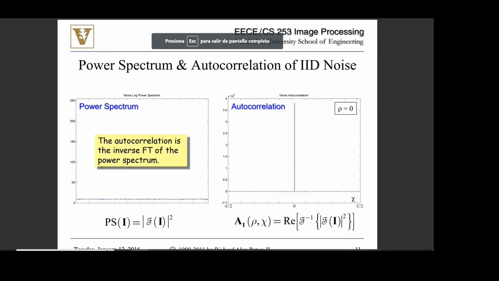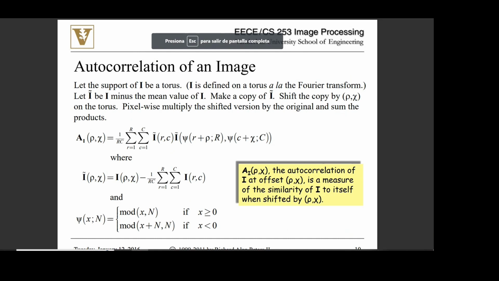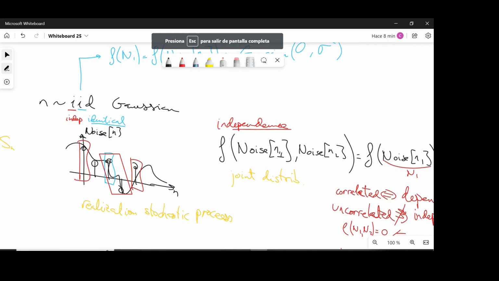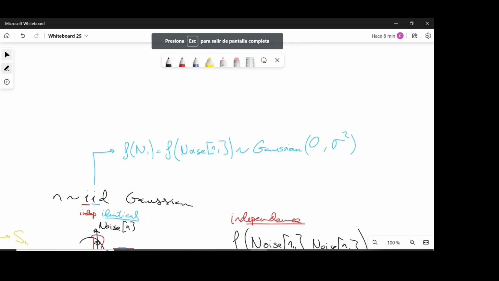Okay, so yeah, the autocorrelation function, we have not defined autocorrelation. So we have defined correlation, but not autocorrelation. Okay, so let's define the autocorrelation.